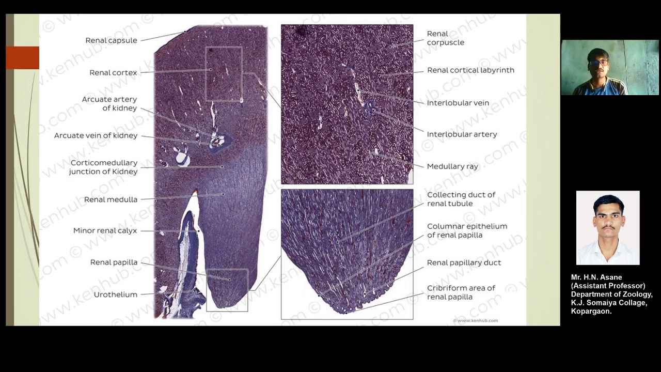That is going to pass to the area where these renal papillae open into the sinus. So these renal papillary ducts, you will see, are collecting the urine from these renal tubules. Okay, so this will be the TS of the kidney, with cortex, medulla, and the renal papillae together.